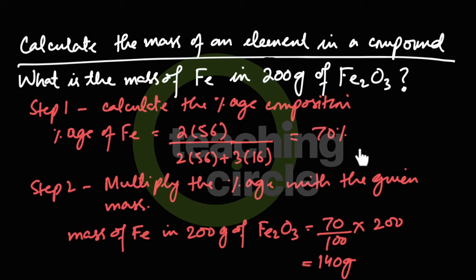In step 2, we take this percentage and we multiply it with the given mass. So they want us to look at the mass which is present in 200 grams. So what we do is 70 over 100, 70% multiplied by 200, and it would give us 140 grams. So there's 140 grams of iron present in Fe2O3.